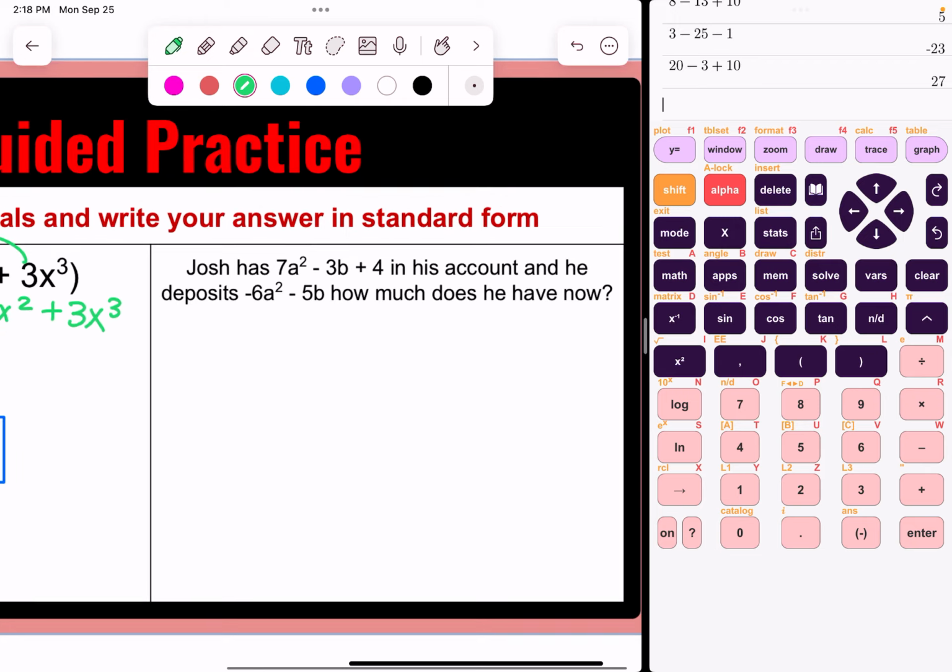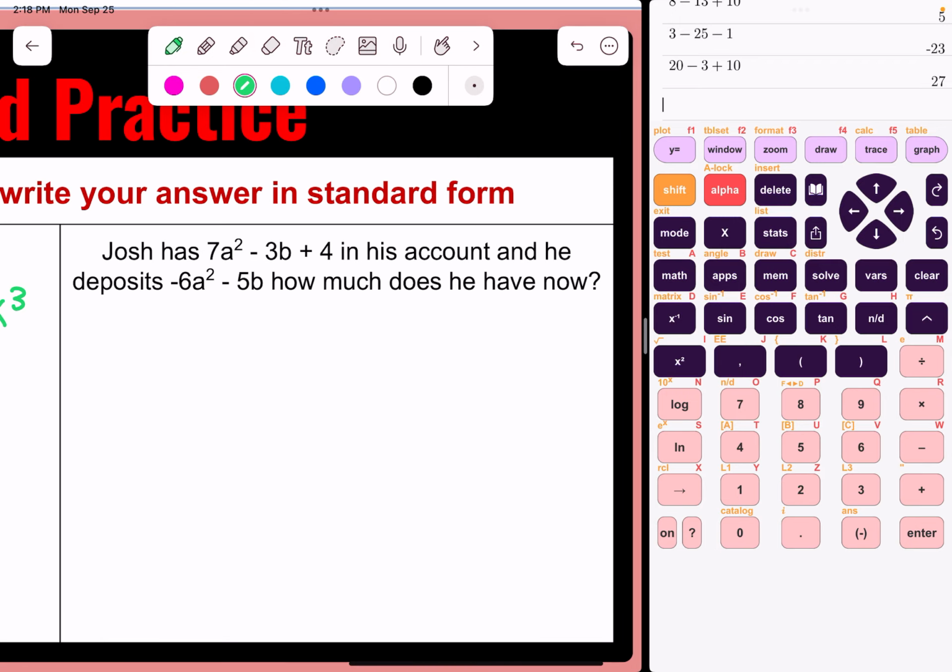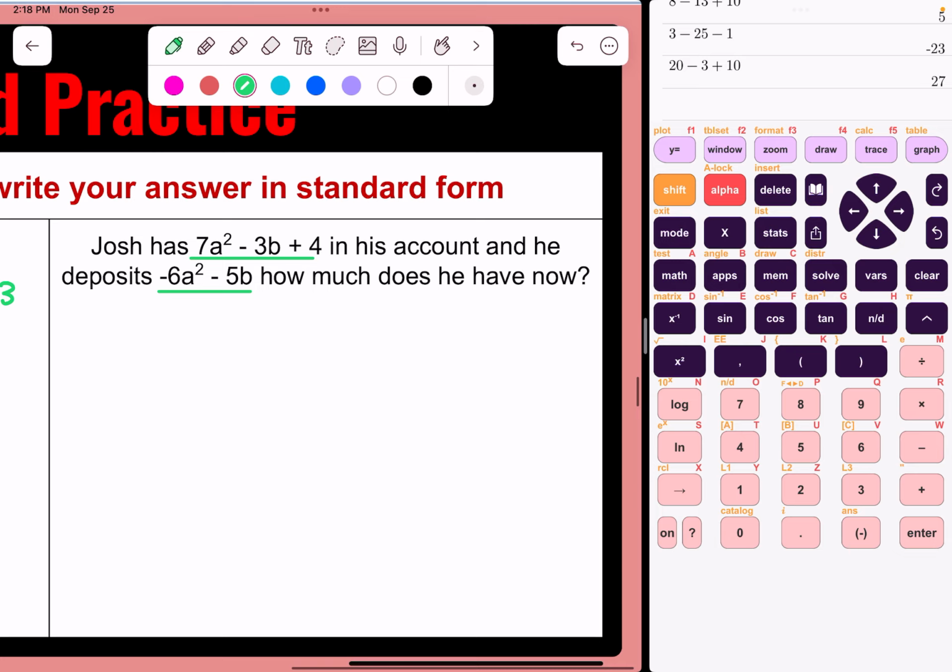All right, let's look at this next one. Josh has this much money in his account, and he deposits this much. Deposit means to put in. How much money does he have now? This means we are going to add these two things together. So I'm going to be doing 7a squared minus 3b plus 4 plus the negative 6a squared minus 5b.